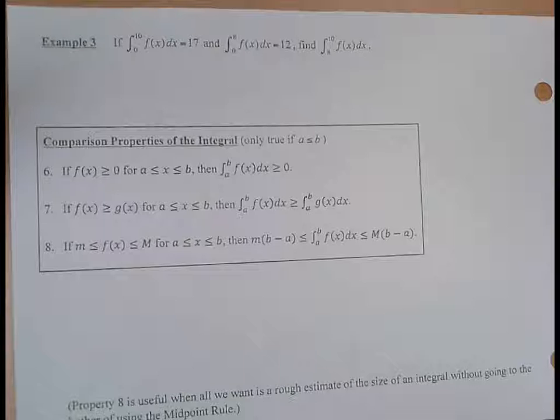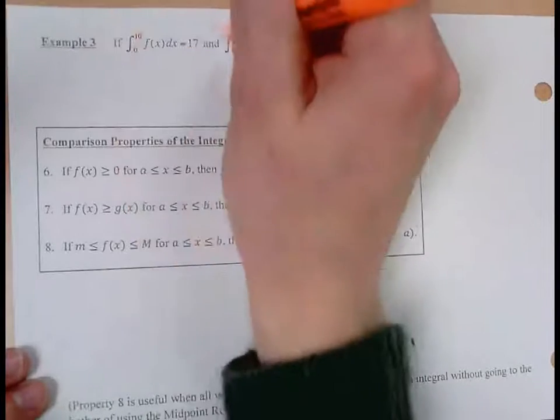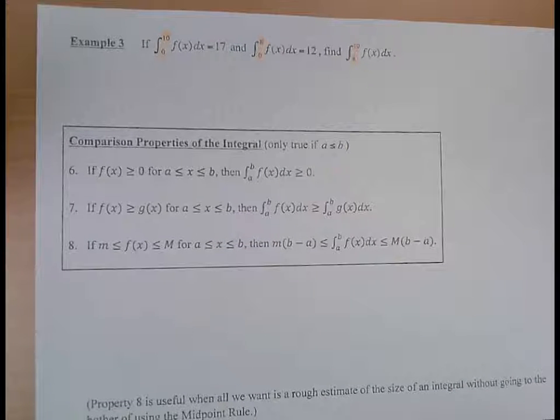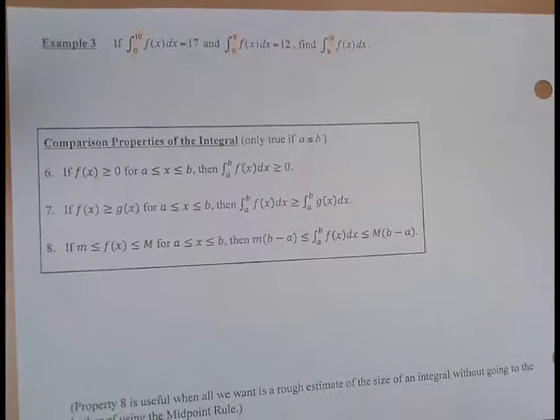The third example is also using those properties. So you have the integral from 0 to 10 of f of x dx is 17. The integral from 0 to 8 of f of x dx is 12. And it wants you to find the integral from 8 to 10 of f of x dx. So here, look at the intervals that you have, and it can be helpful to set up an equation with the intervals that you have.